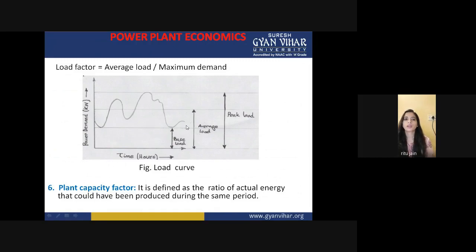Next point is your plant capacity factor. So what is your plant capacity factor? Plant capacity factor is defined as the ratio of actual energy produced to the energy that could have been produced during the same period. So this is our demand factor. Okay. Now, what is the difference between load factor, plant capacity factor, and other things?